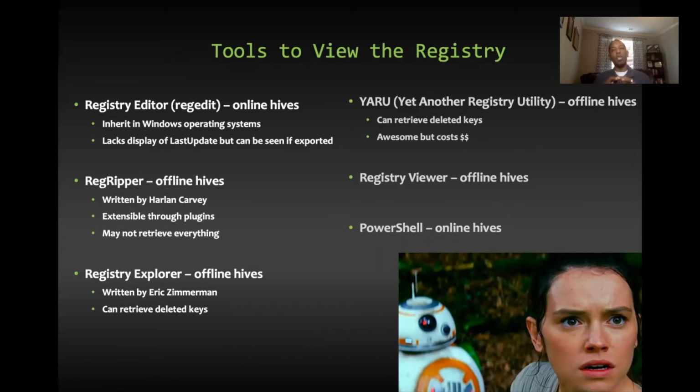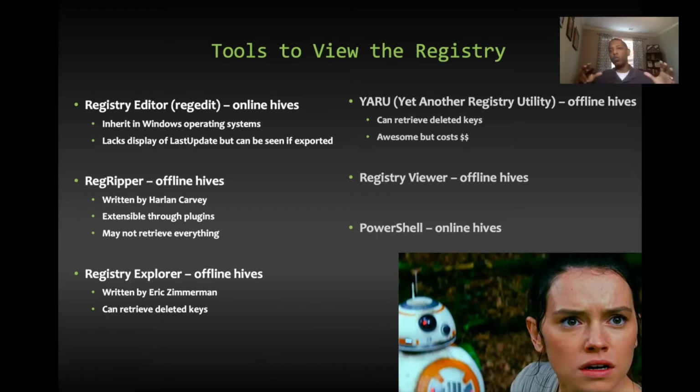Okay, so now you're starting to see the registry is great, although we haven't talked in the sense of artifacts, but to kind of start off, there's a number of tools that we can use to analyze the registry. We have Registry Editor, which is built into all Windows operating systems. It lacks the ability for us to be able to tell the last time a key was updated. We'll talk about how we can do that here in a minute.